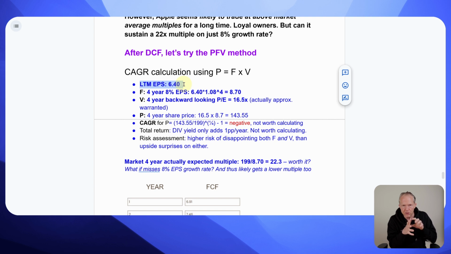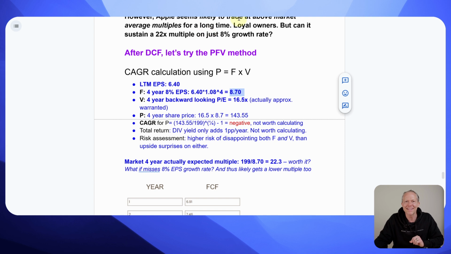Now, remember that if you use a last 12 months estimate to start with, if you want to know the 4-year CAGR in the end, you should move ahead time by exactly 4 years as well, and imagine you are looking back at the just recently reported last 12 months number. So we're starting with 6.40, and then we project that 4 years out using an 8% growth rate. So 6.40 times 1.08 to the power of 4, and that comes to 8.70.